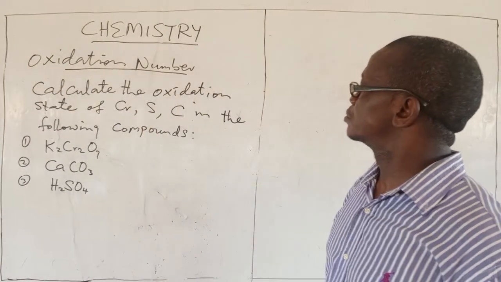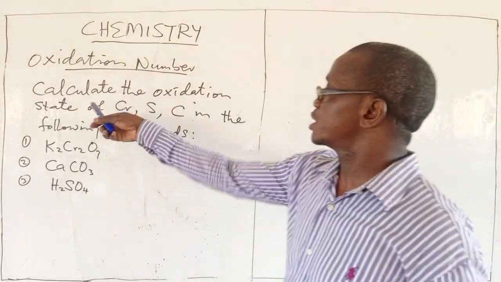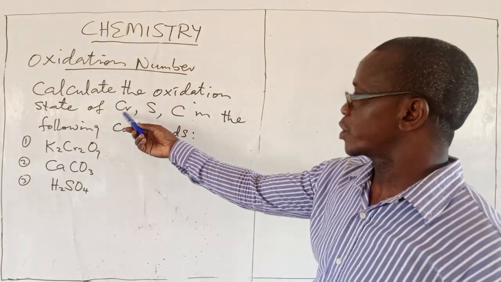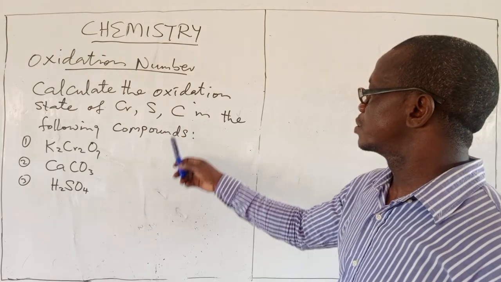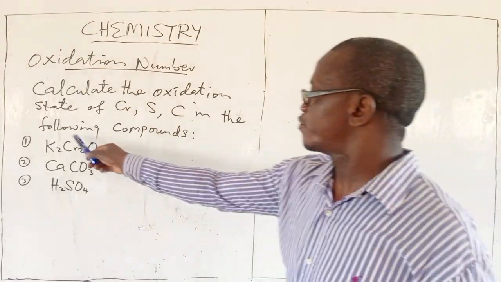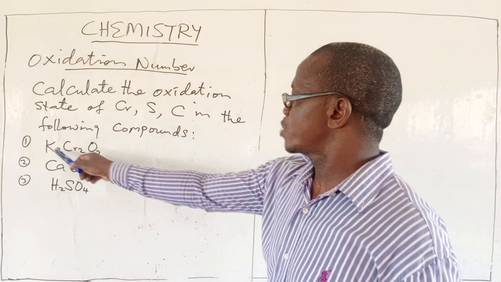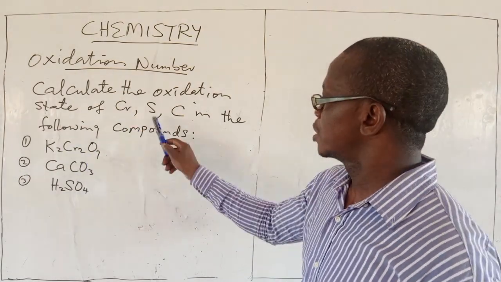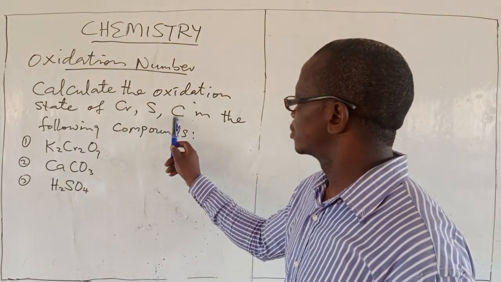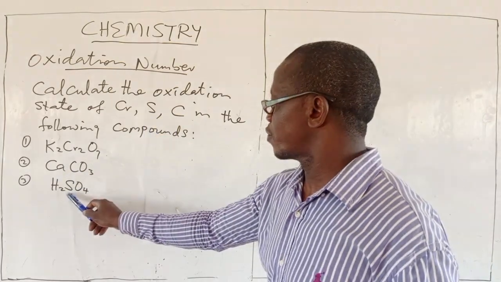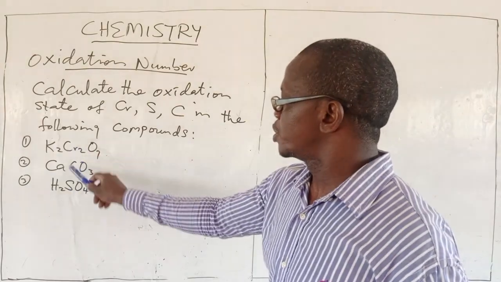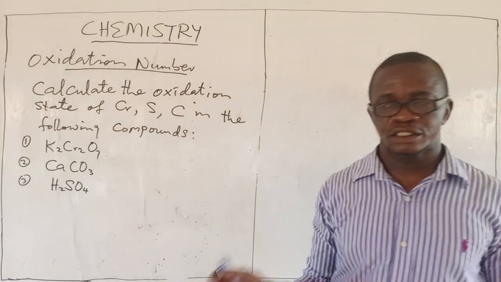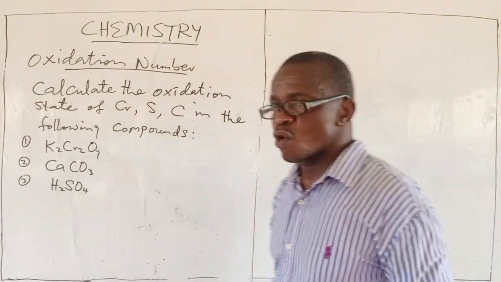Calculate the oxidation state. They can say oxidation state, they can say oxidation number of Cr. We call it chromium, sulfur, carbon in the following compounds. So here you have chromium. You calculate the oxidation number of chromium in this compound. Here you have carbon. Here you have sulfur. So the middle elements are what you have to calculate. So now let's see how it goes.